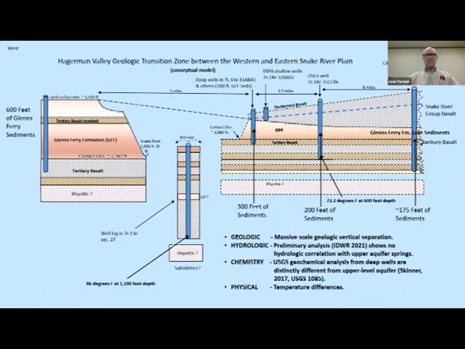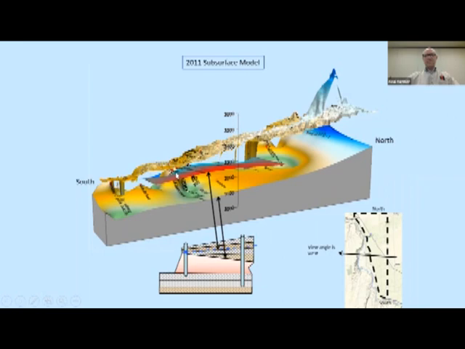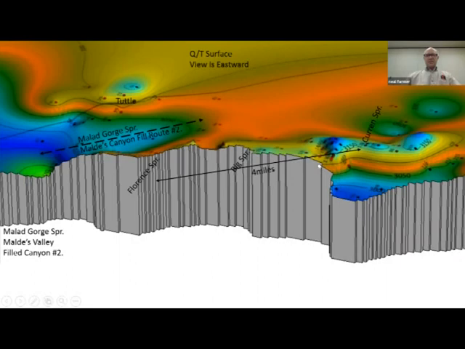This is a westward looking model, land surface located here, greatly exaggerated, truncated, clipped water table map here, and the QT surface, just showing how it rises up above the water table in places, and of course down below in others. So if we move towards north a little bit and towards Malad Gorge, this is Malde's canyon route number 2, which matches our modeling also.